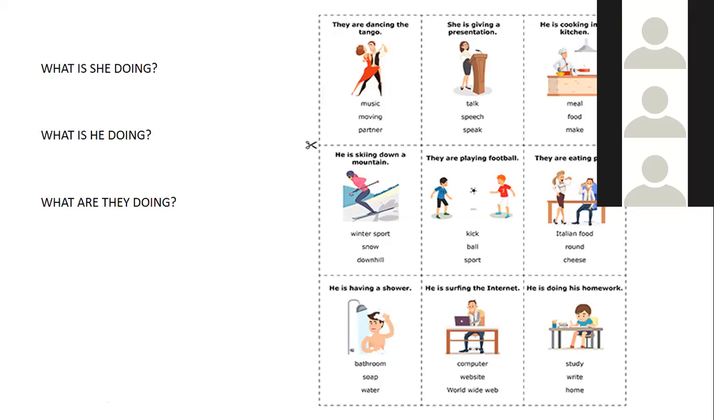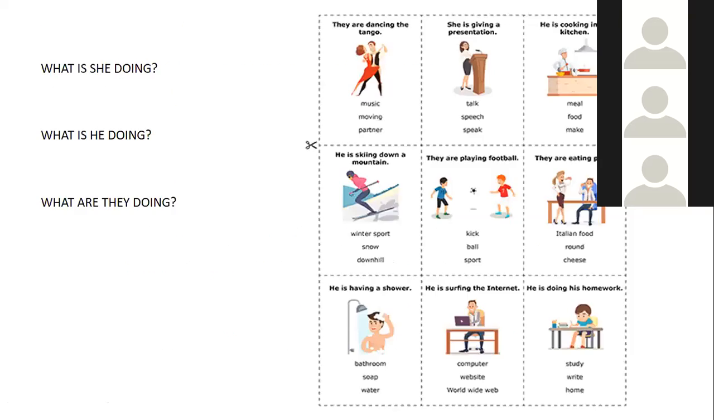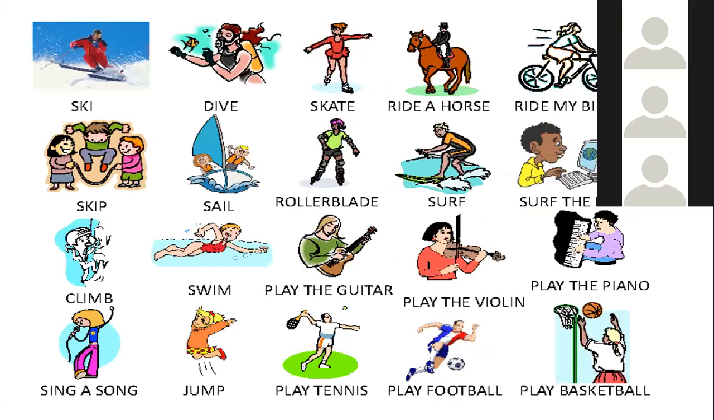esta les va a servir de referencia, ¿verdad? Incluso también les traje lo de las reglas para que quien no lo recuerde, pues también ahorita se lo voy a reenviar. Y lo que quiero es que hagamos exactamente lo mismo. What is she doing? O what is he doing? Y para eso vamos a utilizar estas imágenes, ¿verdad? Yo les voy a mandar ahorita estas imágenes de los deportes, ¿verdad? Para que ustedes puedan usarlo de referencia para hacer las preguntas.